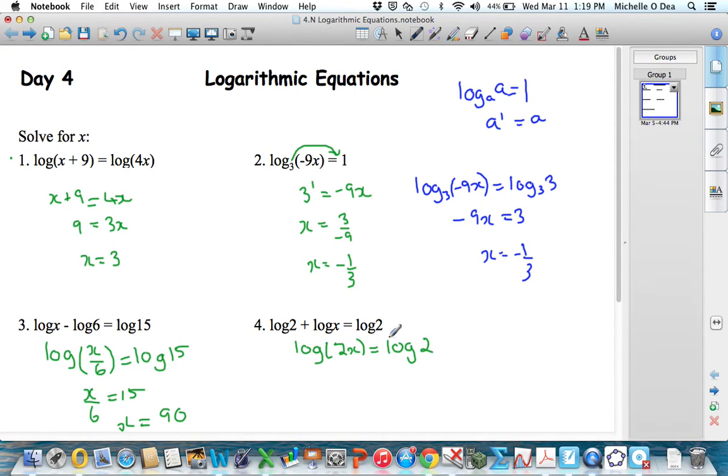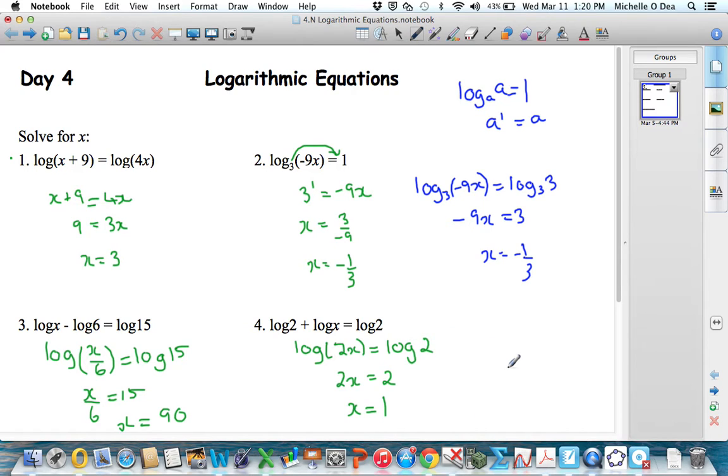And again, they're the same bases. So if they're the same bases, it must mean that 2x has to be the same as 2. So 2x equals 2, and we can see that turns out to be quite an easy equation in the end. Divide both sides by 2, and we get 1. Quick check. Log of 1, that's okay, because log of 1 is 0.